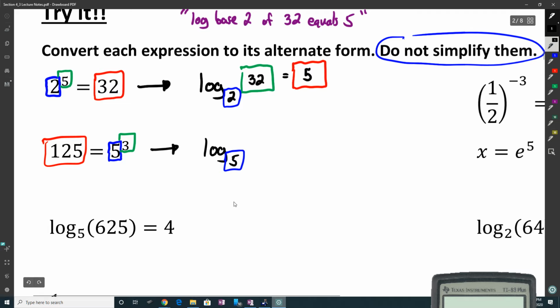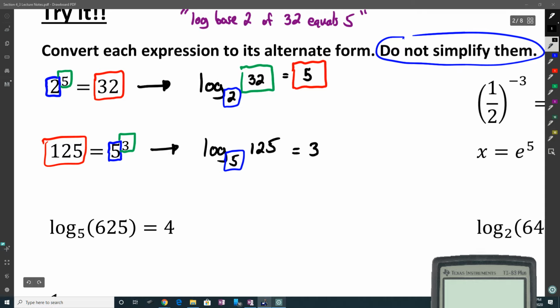So the inside is 3. For exponentials, the exponent is the inside. The inside is 3, so it becomes my answer. The answer is 125, so it becomes the inside. Log base 5 of 125 equals 3.